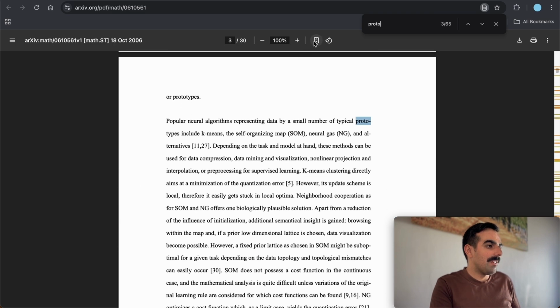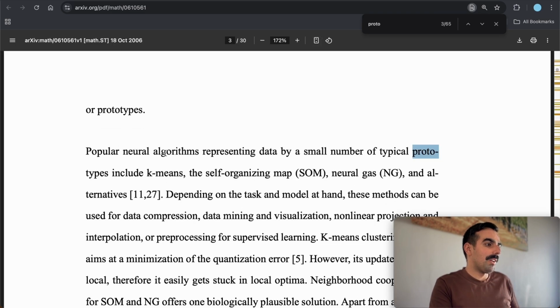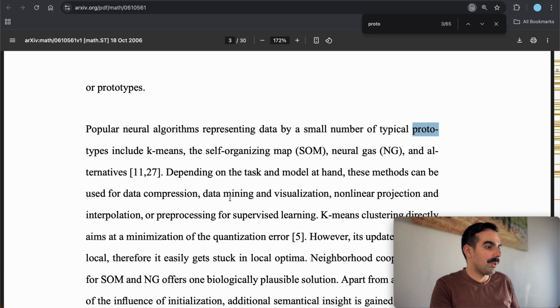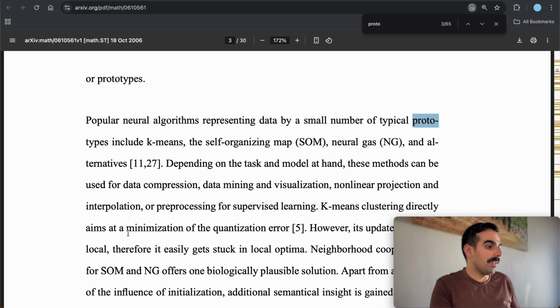So here they're saying, popular neural algorithms represent data by a small number of typical prototypes, including k-means, the self-organizing map, neural gas, and alternatives. Depending on the task at hand, these methods can be used for data compression, data mining, visualization, nonlinear projection, interpolation, or pre-processing. For supervised learning, k-means directly aims to minimize the quantization error.